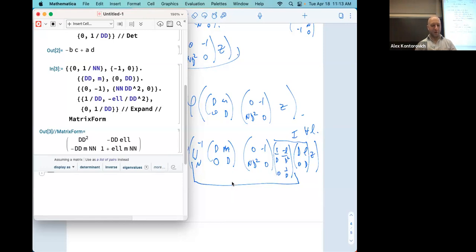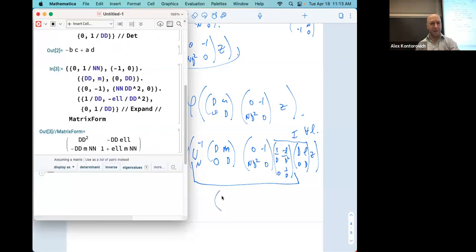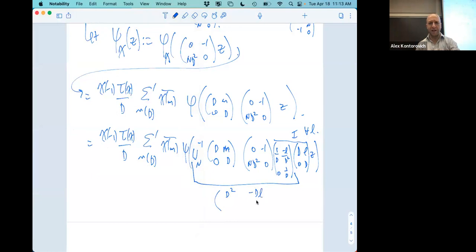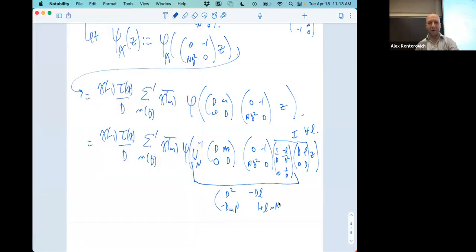Okay, so when we put those 4 matrices together, 1, 2, 3, 4, we multiply this all out, and this becomes d squared, negative dl, negative dmn by the looks of it. It's actually not so bad. 1 plus LMN.